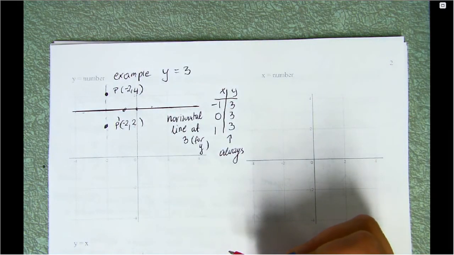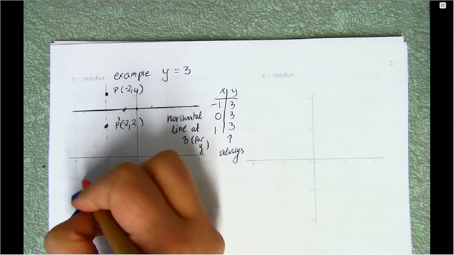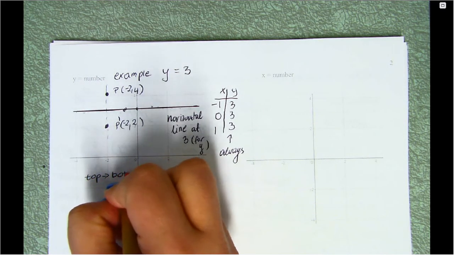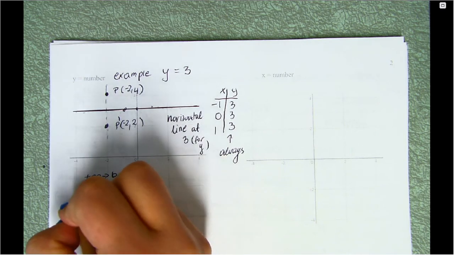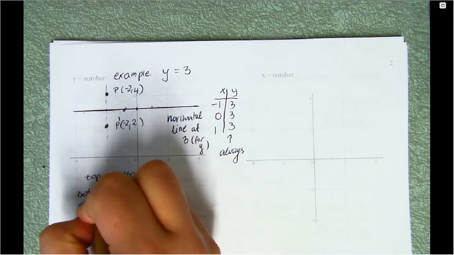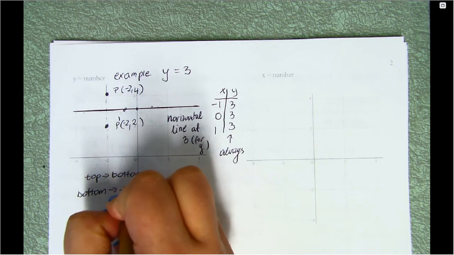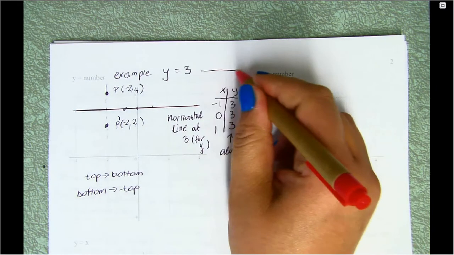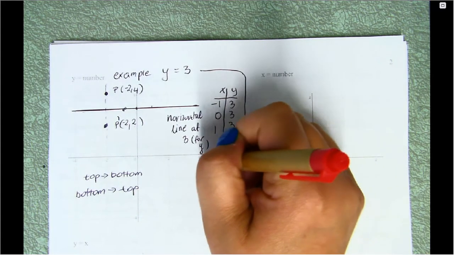So if you're using a line of symmetry, y equals a number, when you start on the top, you're going to end up on the bottom. And when you start on the bottom, you're going to end up on the top. Right? Okay, I'm going to mark that it belongs to this problem.